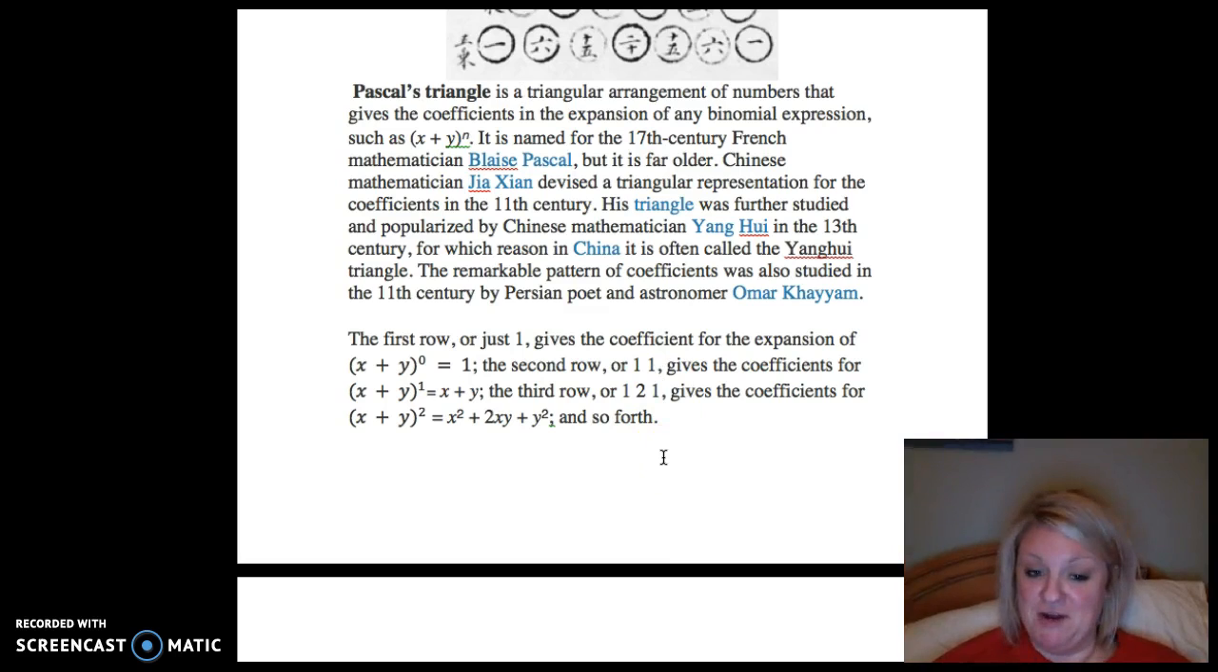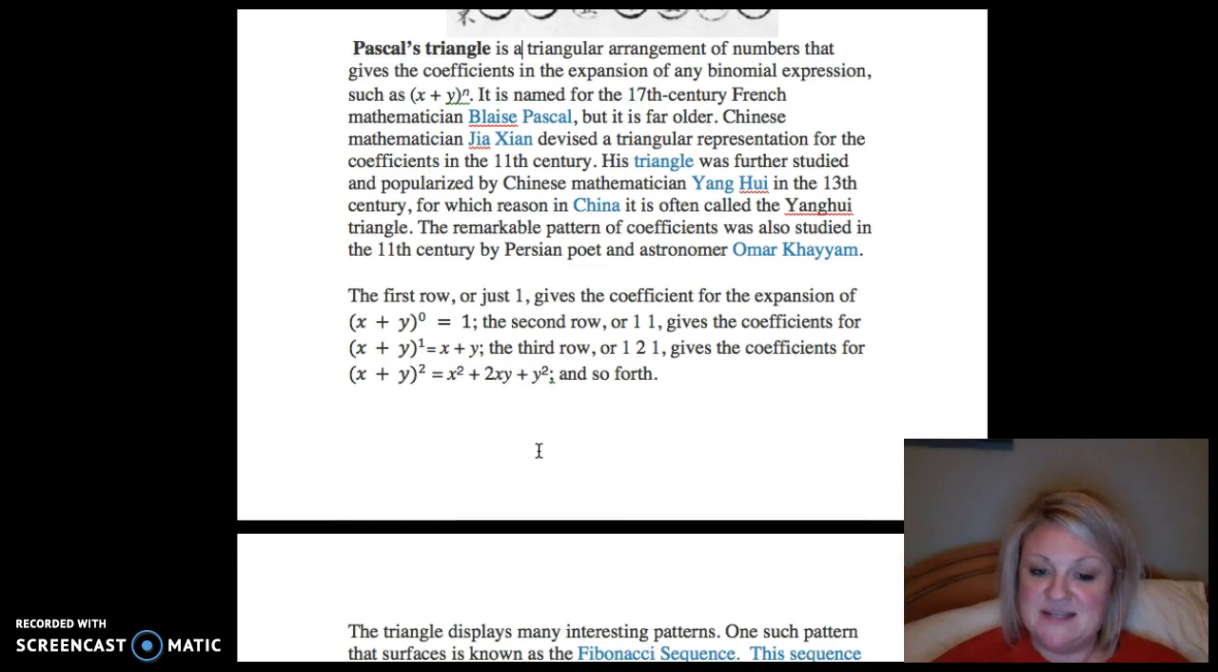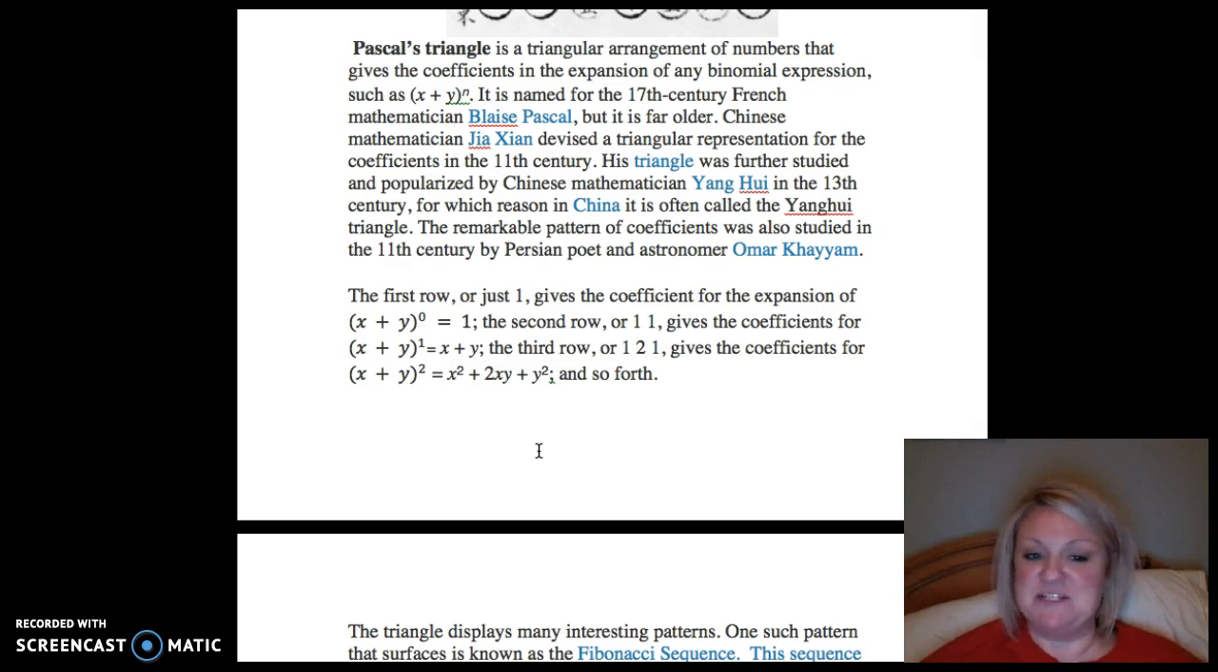All right, the third row comes from (x + y) squared. And if you FOIL that, you'll get x squared plus 2xy plus y squared. And you'll notice that the coefficients are 1, 2, and 1. Those are the terms in the third row. Okay, so this pattern continues: (x + y) cubed, (x + y) to the 4th power, (x + y) to the 5th power, and so on. And each row is comprised of the coefficients that belong to that binomial expression. That's pretty neat.